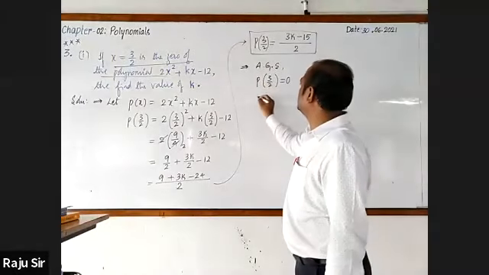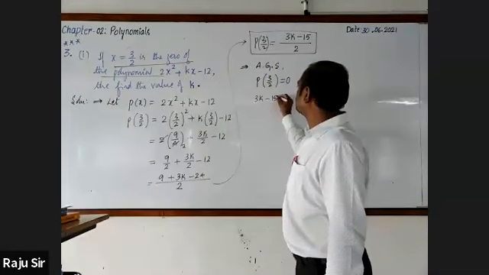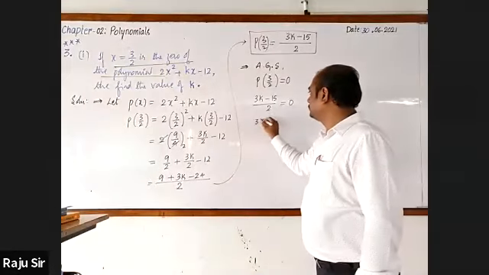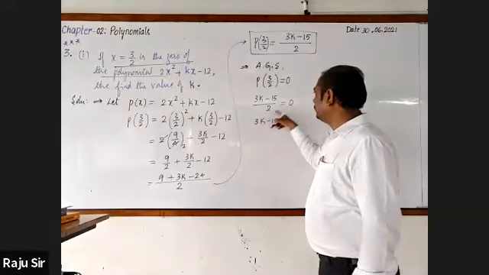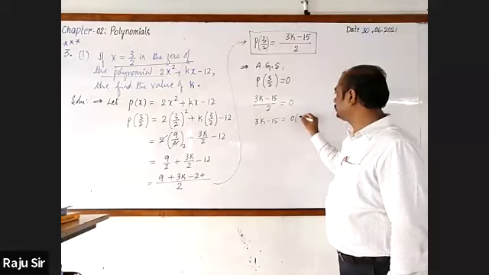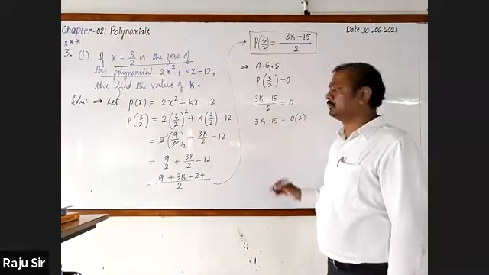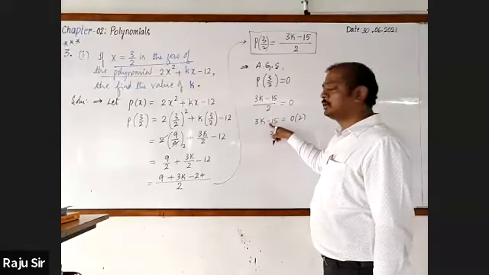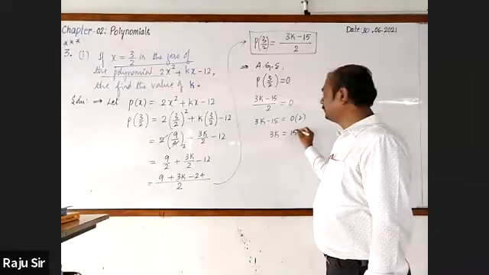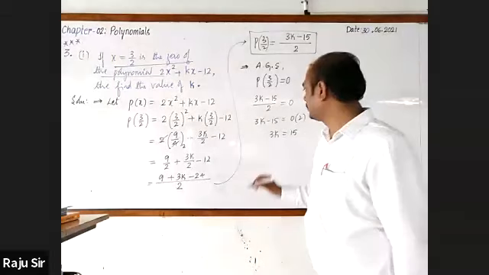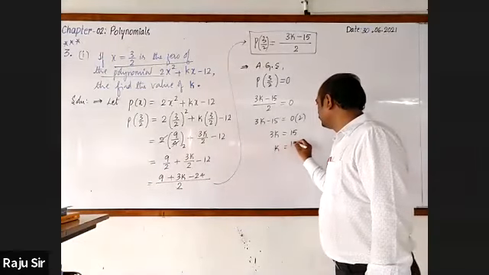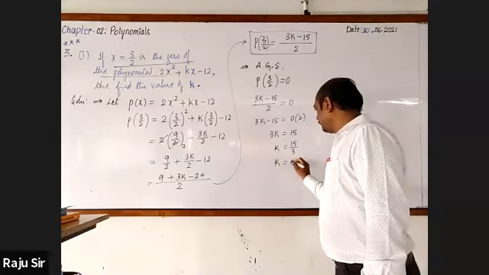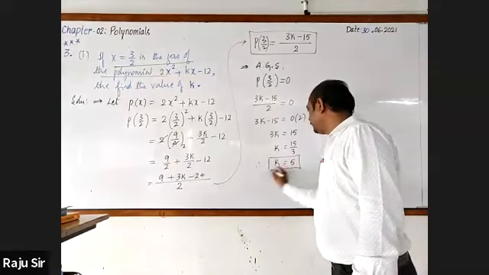P of 3 by 2 is 3k minus 15 by 2, which is equal to 0. Then 3k minus 15, on cross multiplying, 0 into 2 will be 0. Directly, 3k is equal to 0 into 2 is 0. Transfer minus 15 to the right hand side. It becomes plus 15. Then k is equal to 15 by 3, and k is equal to 5. The value of k is 5.